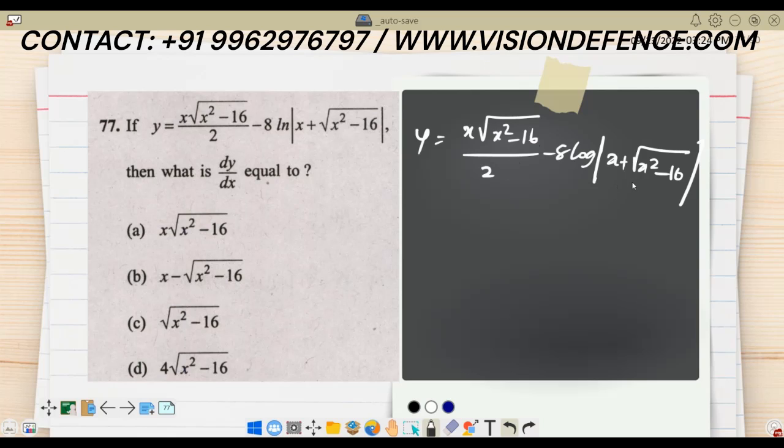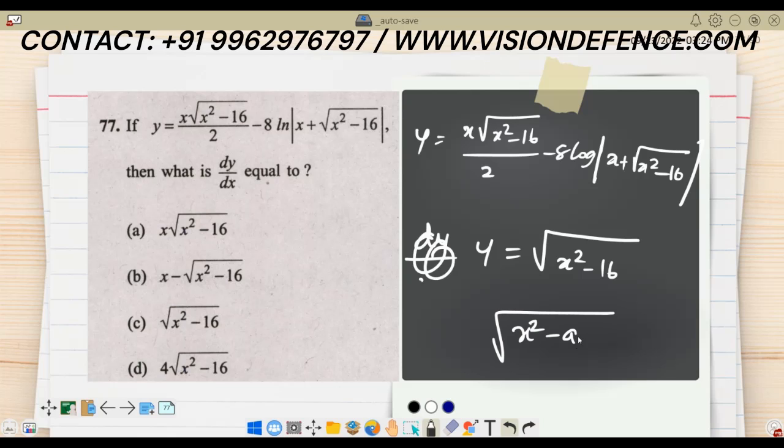This is a direct formula. This is a formula for y equal to root of x square minus a square. Of course, a is 4, right? This is a direct formula. So here, root of x square minus 16 is the answer. This is our answer. Fine.